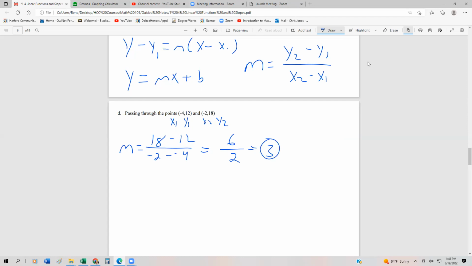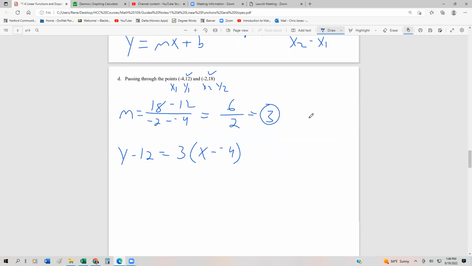And we're going to hold on to that because now we can substitute it back into our point-slope formula. It doesn't matter which of the two points we use. My suggestion would just be to use the easier one with the smaller numbers. So I'm just going to use the first one, which is (-4, 12), but ultimately it won't matter. So y minus y1, which is 12, is equal to 3 times (x minus -4).